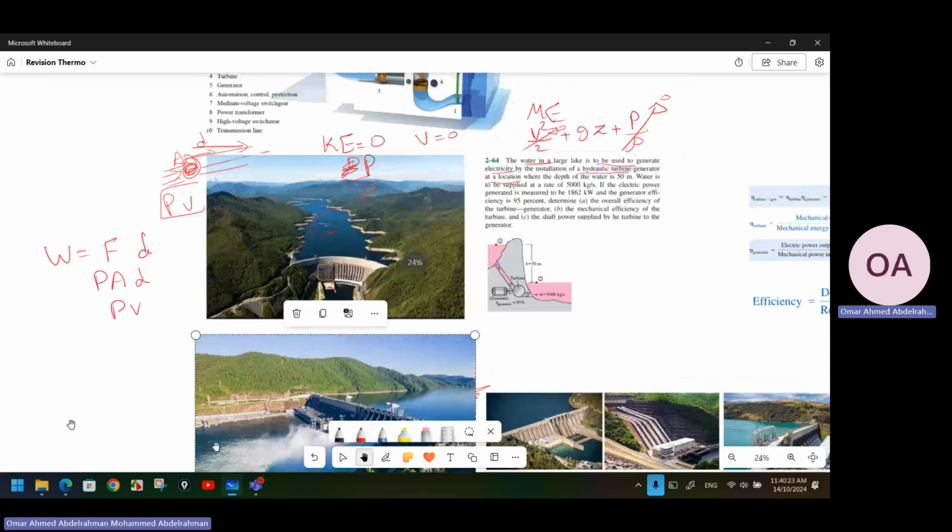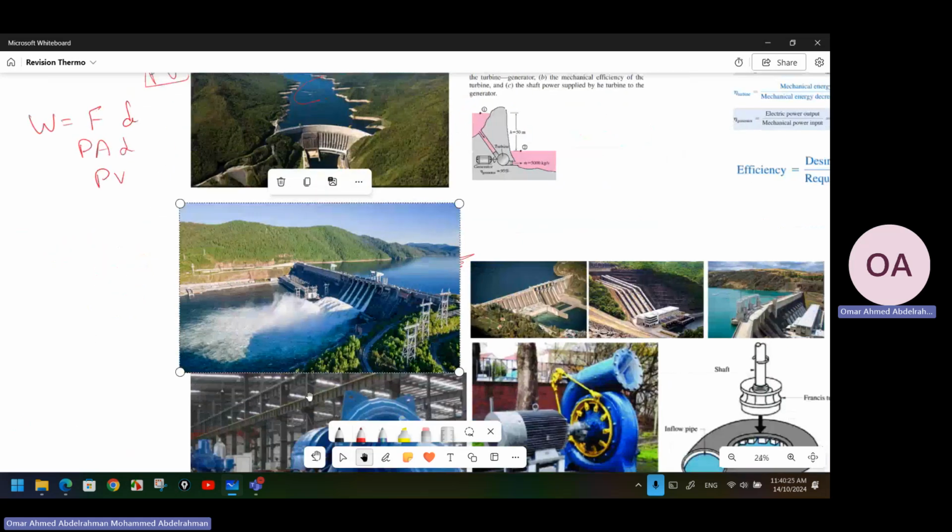So if I talk about the lake at state 2, for example here, I can say that Z2 equal to 0. I will take the datum or the reference here, and Z1 here is 50 meters. So I don't have anything for the lake at the second state. I don't have potential energy. It is also not moving, so the kinetic energy for state 2 is equal to 0, and also the flow work is equal to 0.